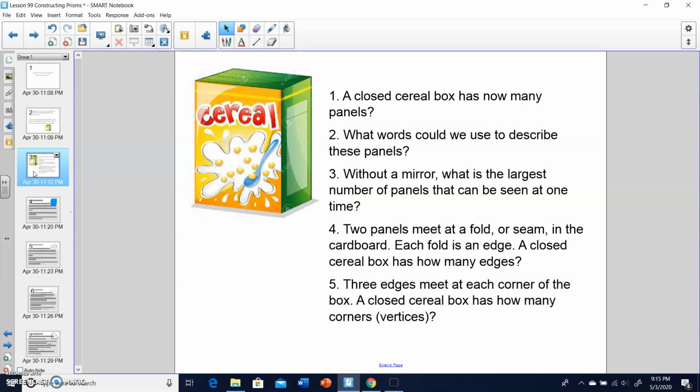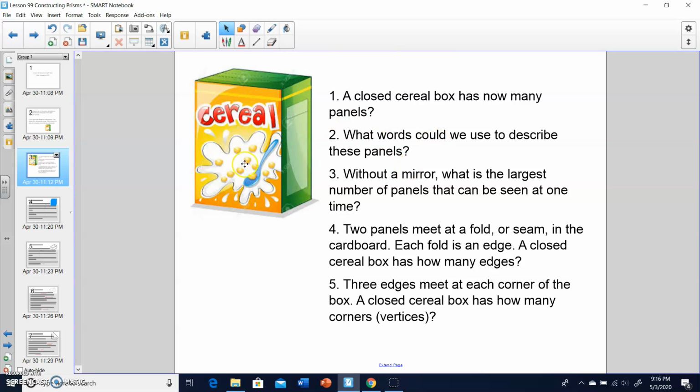A closed cereal box has how many panels? How many sides, how many rectangles does a closed cereal box have? You can see this cereal box, you can see 1, 2, 3 panels. Are there some that we can't see? There's a front, a top, and a side. There's also the back, another side, and the bottom. So 1, 2, 3 that we can see, and 1, 2, 3 that we cannot see. So how many panels does a closed cereal box have? 6 altogether.